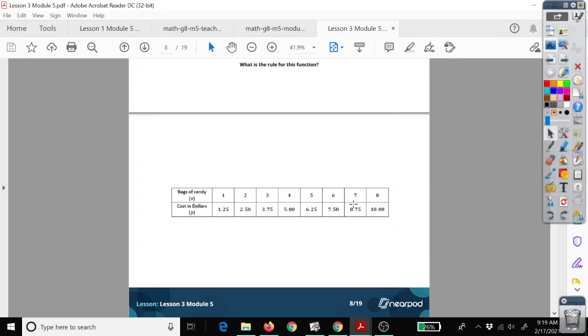All right. So is this table a function? Right. So all of the x's are different, 1, 2, 3, 4, 5, 6, 7, 8, 9, and all of the y's are different. So we're looking good on a function. If I put in a number, I get a number out. Let's see if we can figure out what our rule is. So the first thing we want to do is start with multiplication. 1 times what equals 1.25? Well, that's pretty easy. 1 times 1.25 equals 1.25.